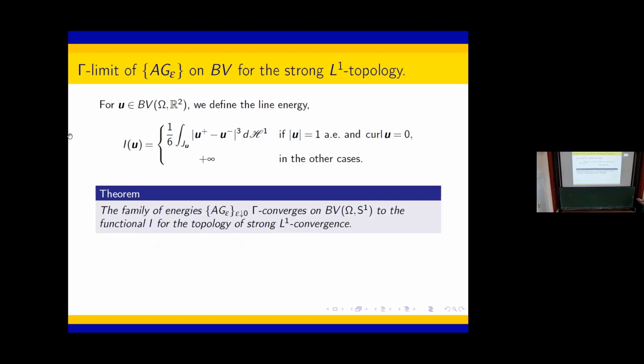And I recall something. For the Aviles-Giga functional, as epsilon goes to 0, and for u in BV, the gamma limit is well known. u is a function in BV with norm 1, it's curl free, and it has a jump set, and the energy is the integral over the jump set of the cube of the jump, divided by 6.